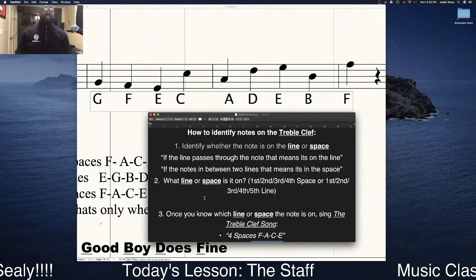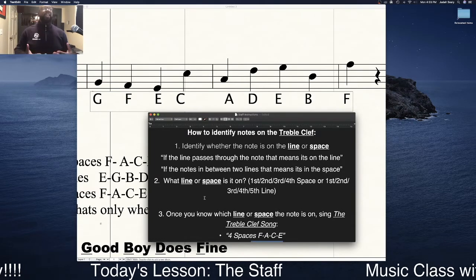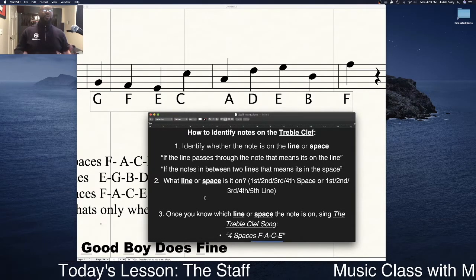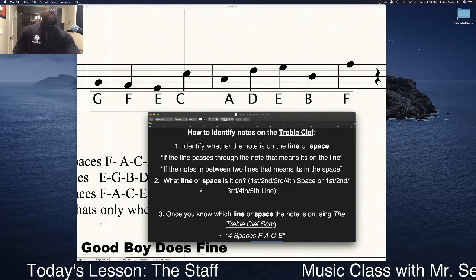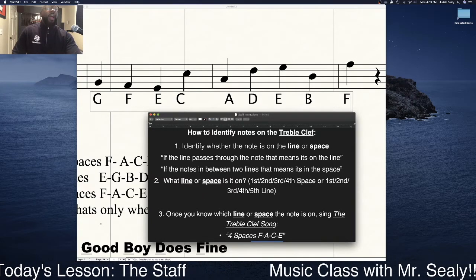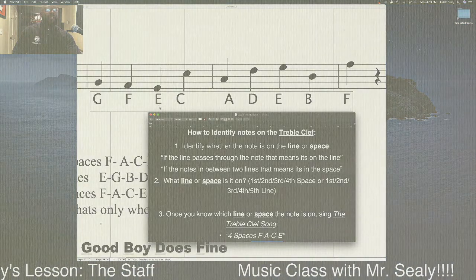When you take this system and you practice it, it gets easier and you get more comfortable. Let's review these steps one more time. How to identify notes on the treble clef. Identify whether the note is on the line or the space. If the line passes through the note, it's on the line. If the note's in between 2 lines, it's in the space. Second step, what line or space is it on?